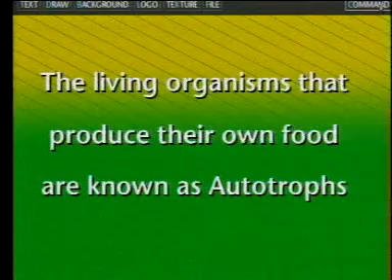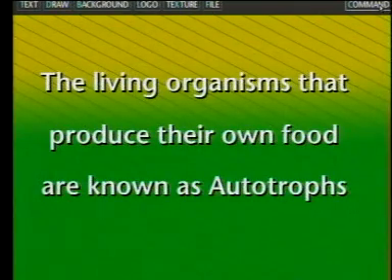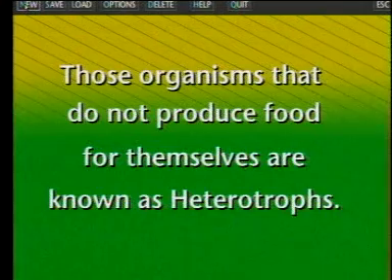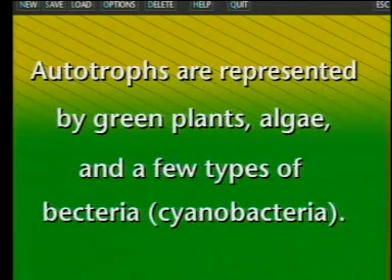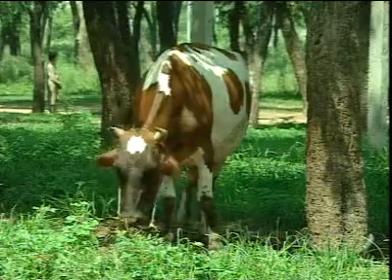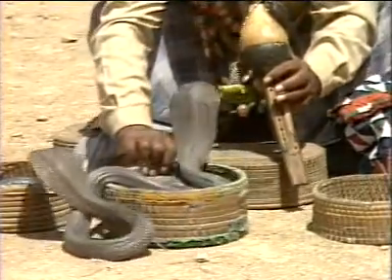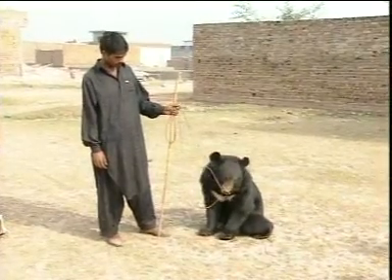In other words, we can say that the living organisms that produce their own food are known as autotrophs, and those organisms that do not produce their food but depend on others for their food are known as heterotrophs. Therefore, when analyzing the food chain, we can say that autotrophs are represented by green plants, algae, and a few types of bacteria, and herbivores are those animals that feed directly on plants or plant products such as cows, goats, and rabbits, whereas carnivores are those animals like snakes, lions, dogs, and cats that feed on herbivores or other carnivores. And omnivores are those animals which feed on herbivores, carnivores, plants, or plant products like humans and bears, etc.